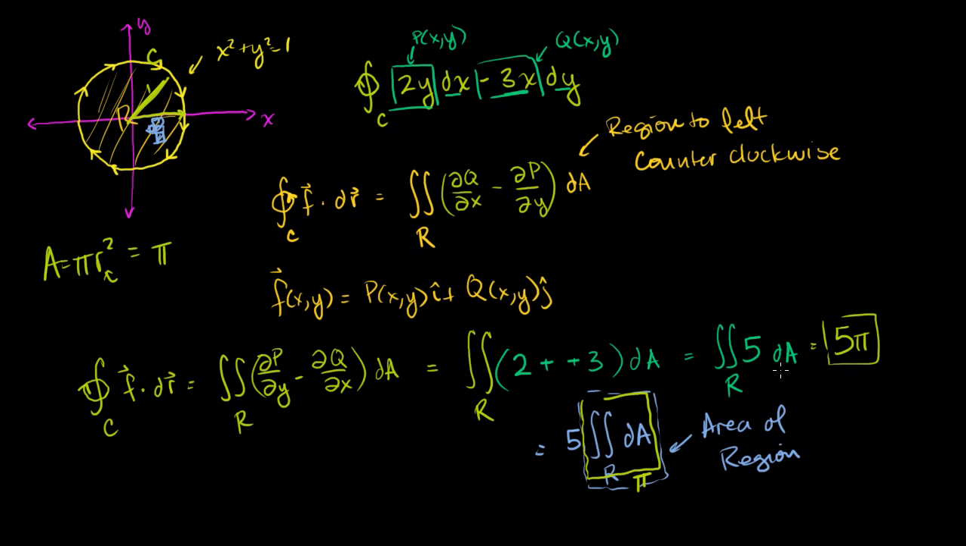And remember, the reason it wasn't minus 5 pi here is because we're going in a clockwise direction. If we were going in a counterclockwise direction, we could have applied the straight up Green's theorem, and we would have gotten minus 5 pi. Anyway, hopefully you found that useful.